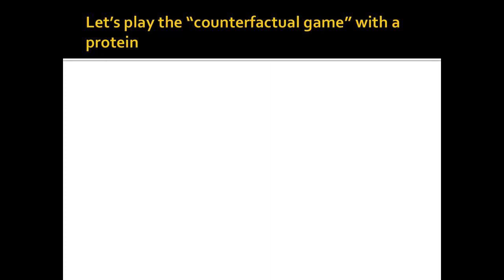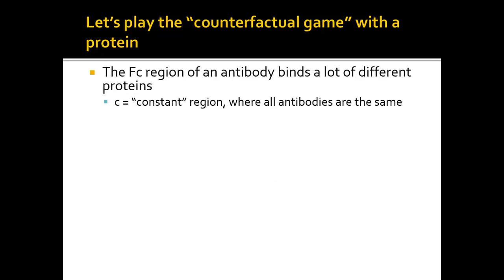We're here to talk about what can we do. We can't wind back time with a protein, but we can re-evolve it. So maybe instead of running history again, we can run natural history again, and we can say what's going to happen with a protein. So the protein that we're going to focus on is the Fc region of an antibody.